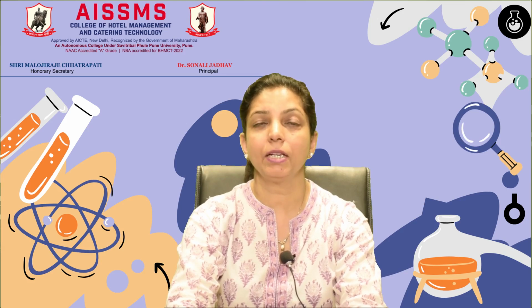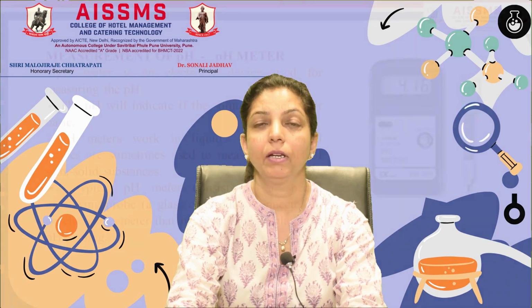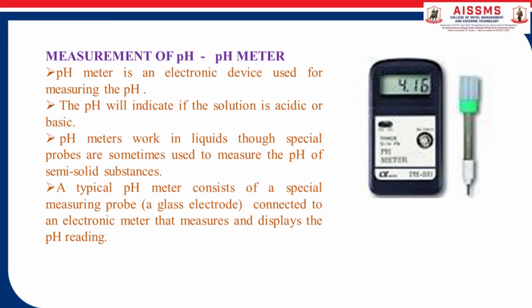The measurement of pH can also be done with the help of a pH meter. Let me explain the concept. The pH meter is an electronic device used for measuring the pH. So far we have seen the scale wherein the pH was measured on a paper. This is an advanced version wherein the pH can be measured with the help of an electronic device. The pH will indicate whether the solution is acidic or alkaline in nature.